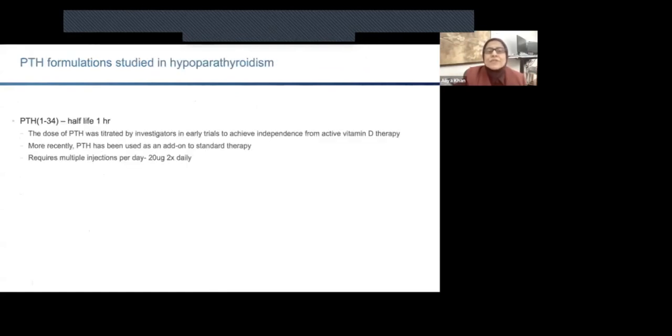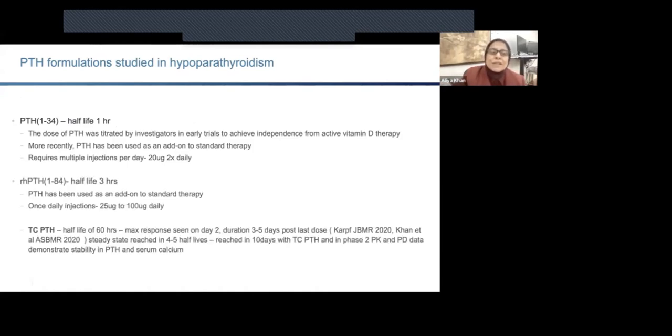So what are the PTH formulations that we have available to us? Well, we have PTH 1 to 34, and the half-life of this molecule is about an hour. And so it requires multiple injections per day. So we have people who have used PTH 1 to 34, 20 micrograms twice a day, which is a useful approach to replacing the PTH that is missing in hypoparathyroidism.